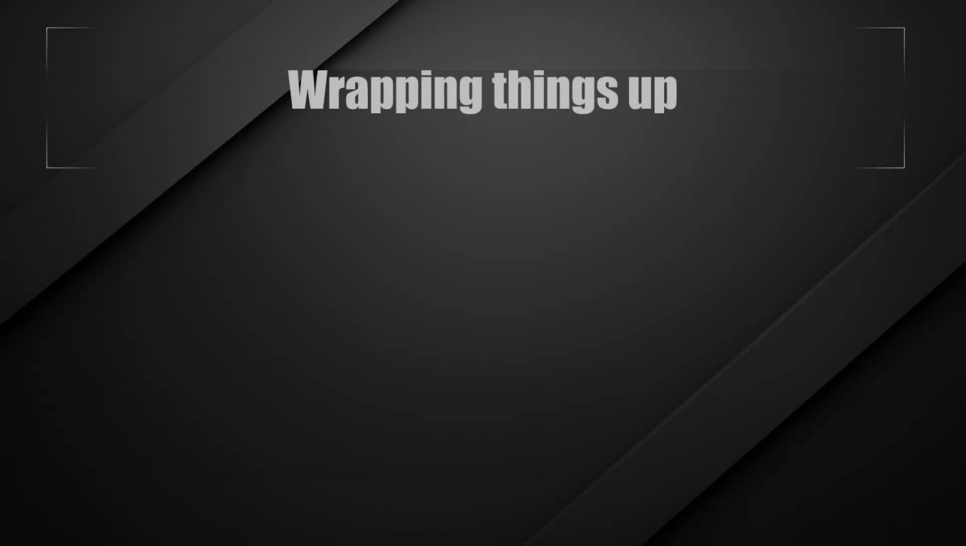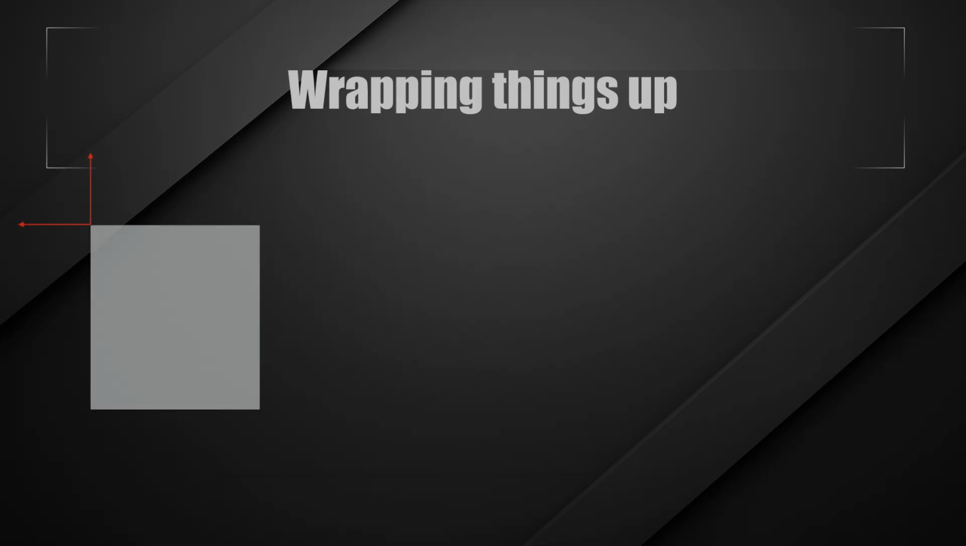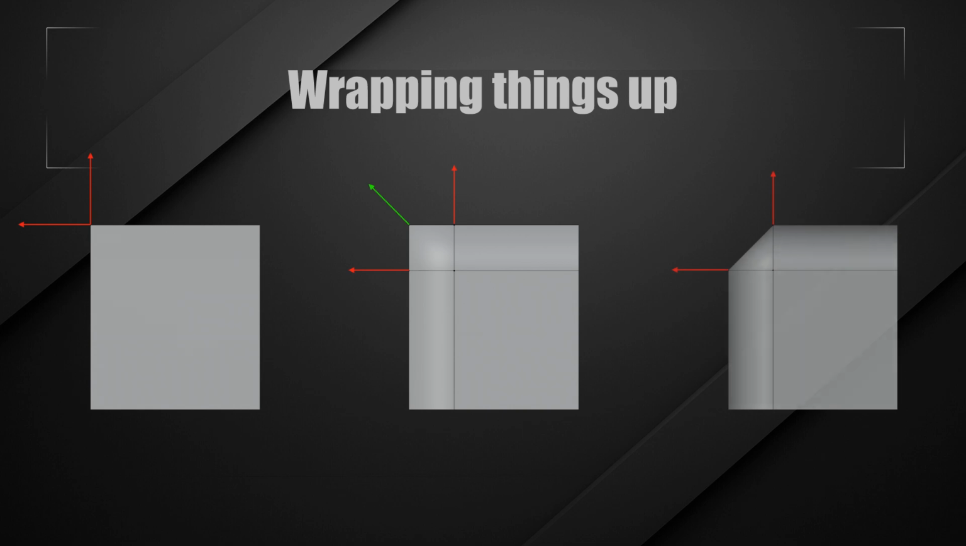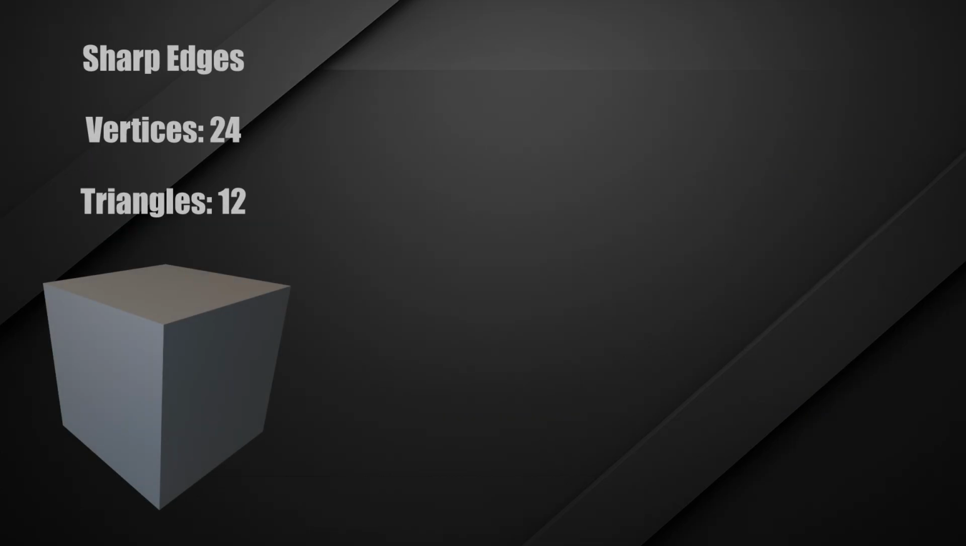To wrap things up, let's do a side-by-side comparison of the three techniques: sharp edges, support loops, and the bevel method. To keep the comparison clean, I've removed all materials and UV seams so we can focus strictly on the geometry and shading. First, the sharp-edged cube. The shading and silhouette look unnatural and harsh. This version uses 24 vertices and 12 triangles.